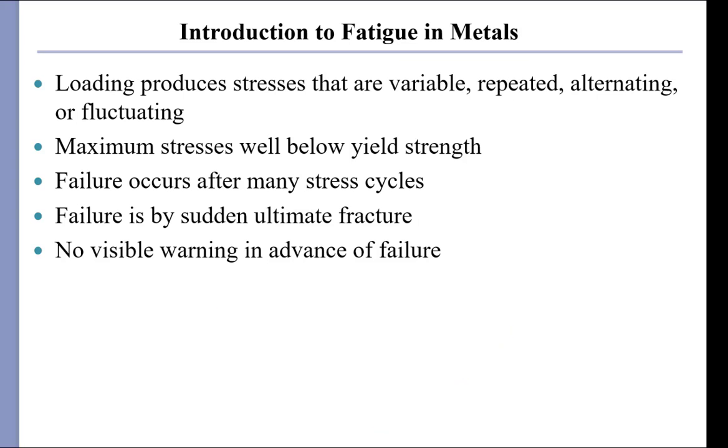The railroad axle that we just discussed is experiencing what's called fully reversed cyclic loading, where the maximum stress is equal in magnitude to the minimum stress. We go from tension to compression in that rotating shaft that is subjected to pure bending loads. If we control those loads so that they are well below the yield strength of the material, we can still get failure. The failure occurs after many stress cycles. It is by sudden ultimate fracture, and there's essentially no visible warning in advance of that failure.